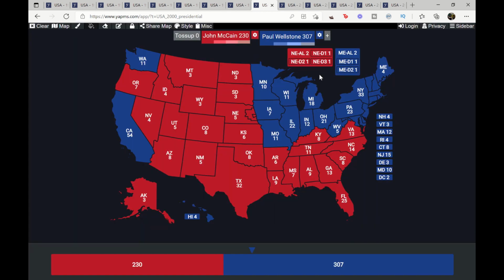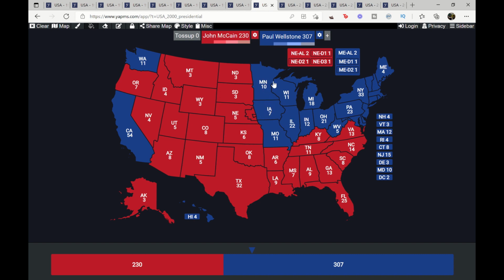And now we go to 2000, and yet again, continuing the trend, Paul Wellstone, who in our time actually unfortunately died of a plane crash, would be the Democratic nominee, and he wins over John McCain. So he wins with a coalition very similar to Birch Bayh. He's another Rust Belt politician. He's a senator from Minnesota.